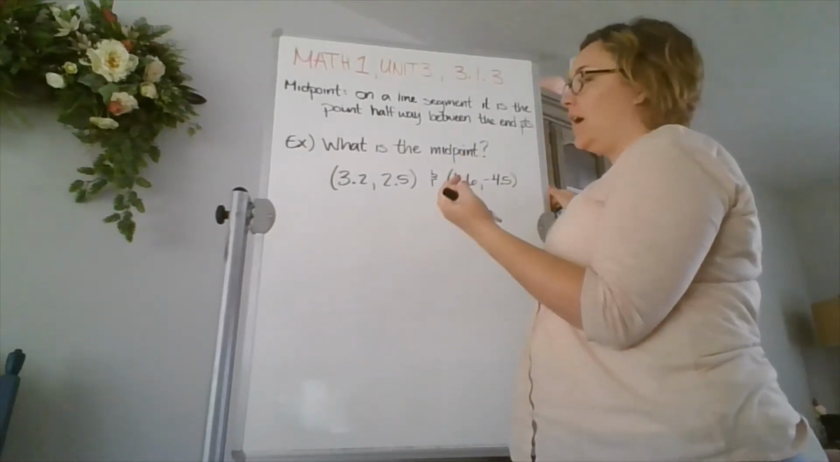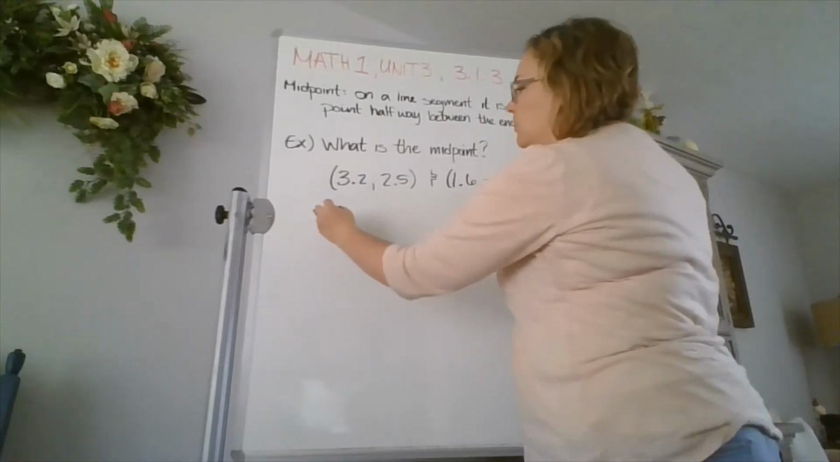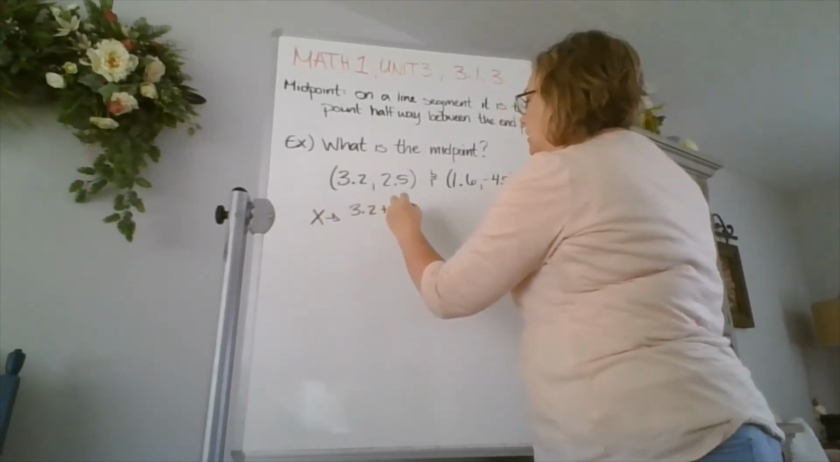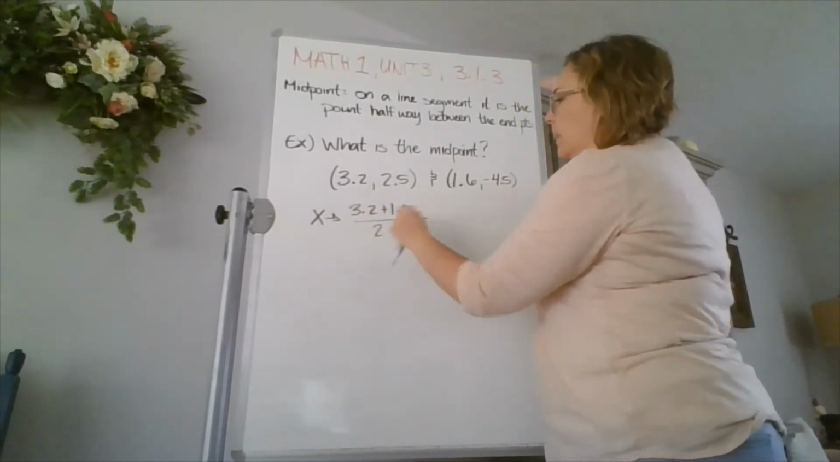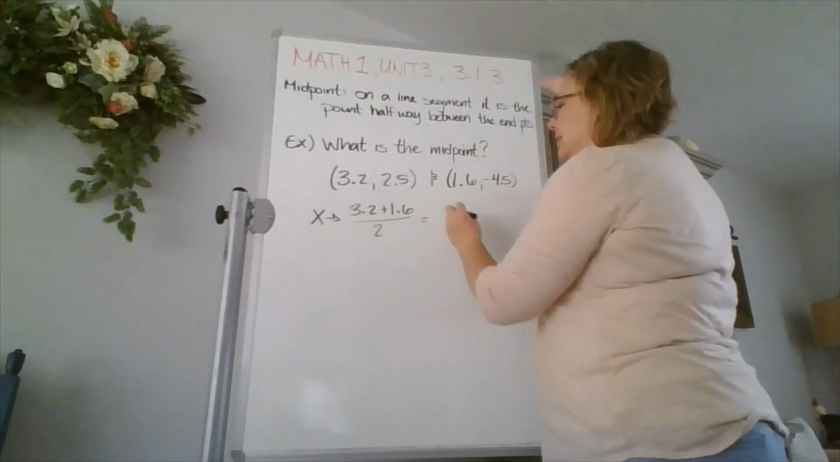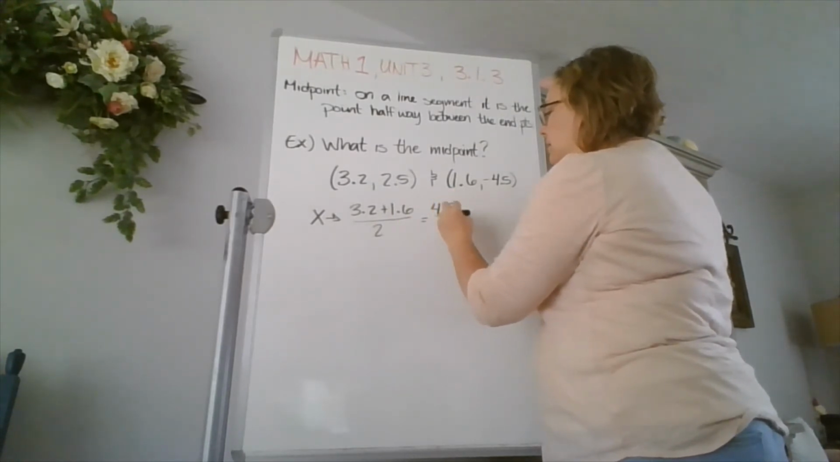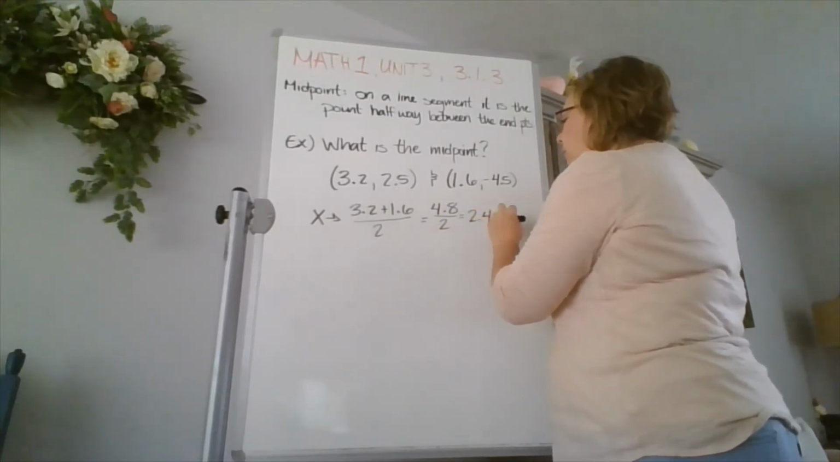We're again going to find the average between the x coordinates and the y coordinates. So our x coordinates, 3.2 plus 1.6 divided by 2. 3.2 plus 1.6 is 4.8. We divide that by 2 and we get 2.4.